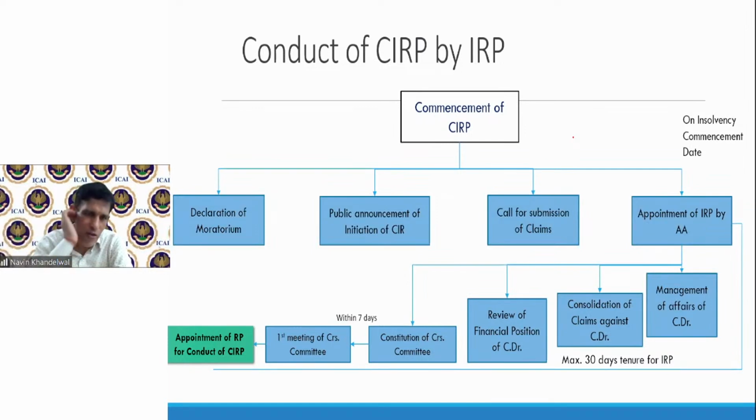So what happens? The first thing, when the moratorium is declared, the first thing he does is to make a public announcement, which means giving an ad in the newspaper. Within 3 days of the commencement of the CIRP process, he has to come out with an ad in the newspaper in a prescribed format, Form A of public announcement, where he will announce in the newspaper, in public, that the company is now under insolvency.